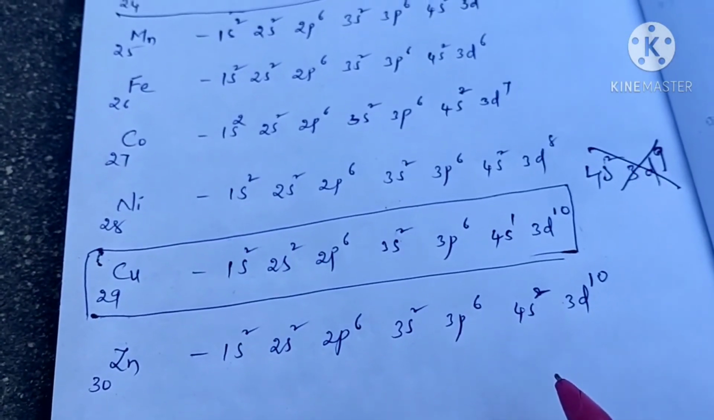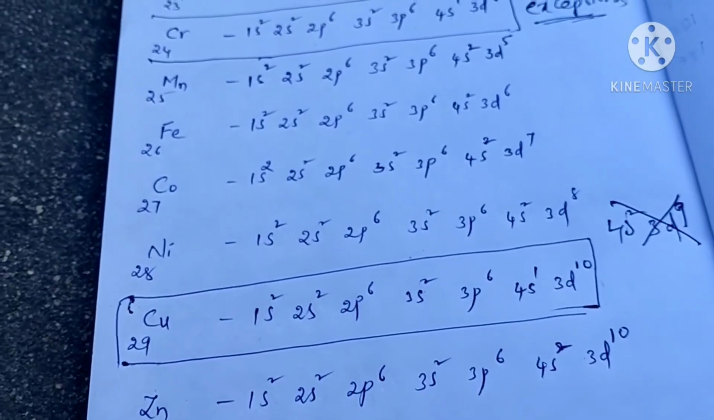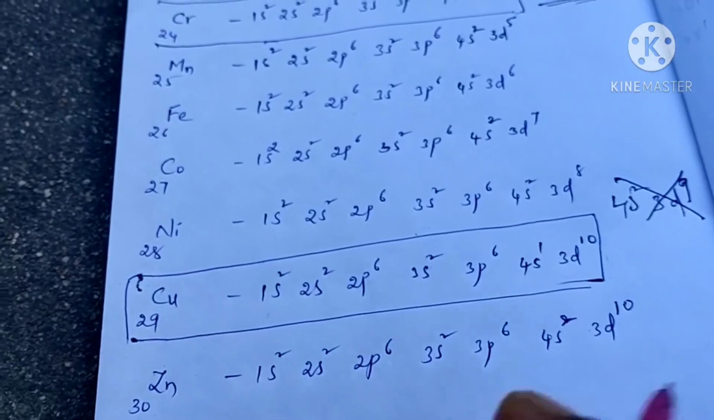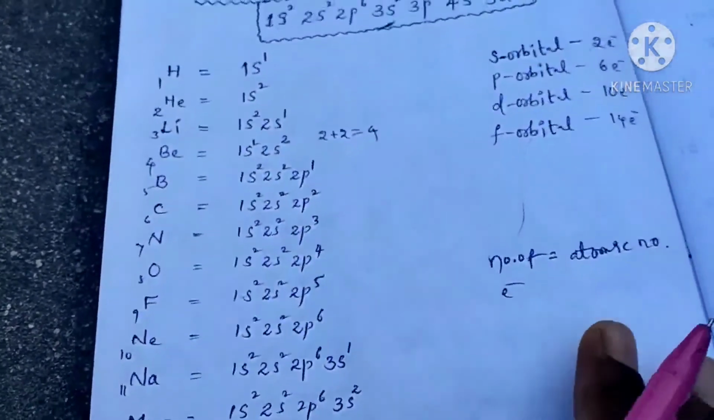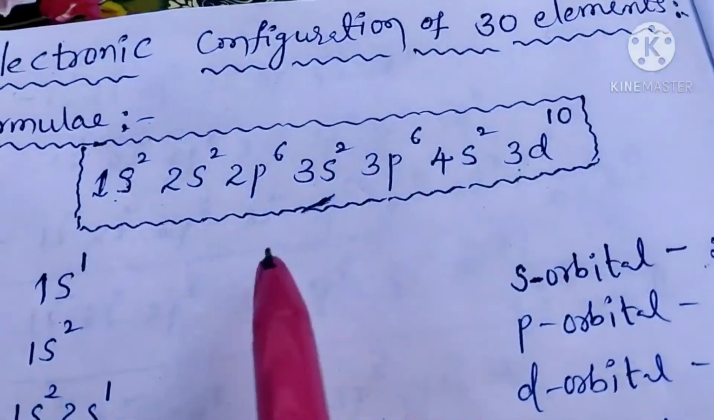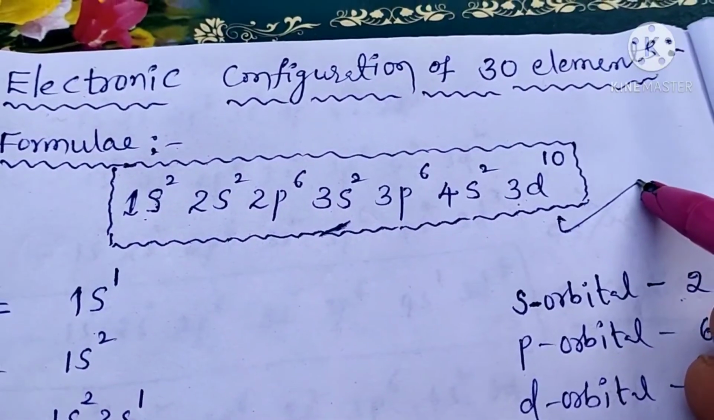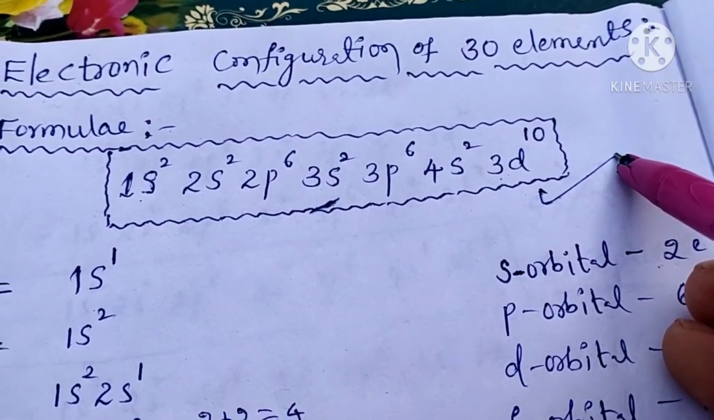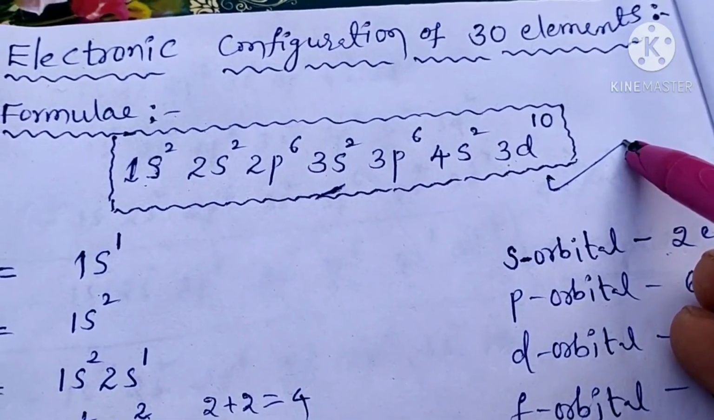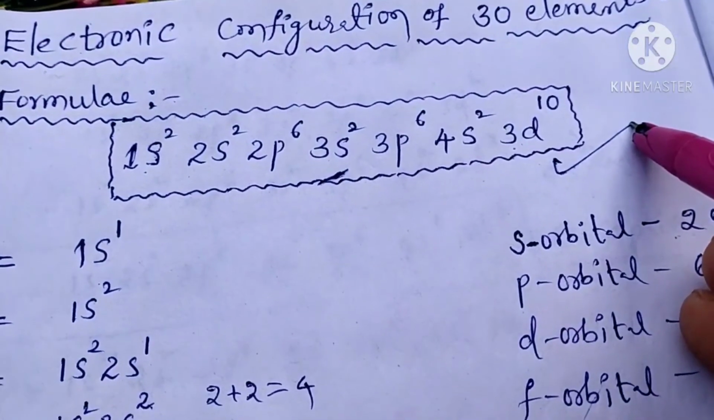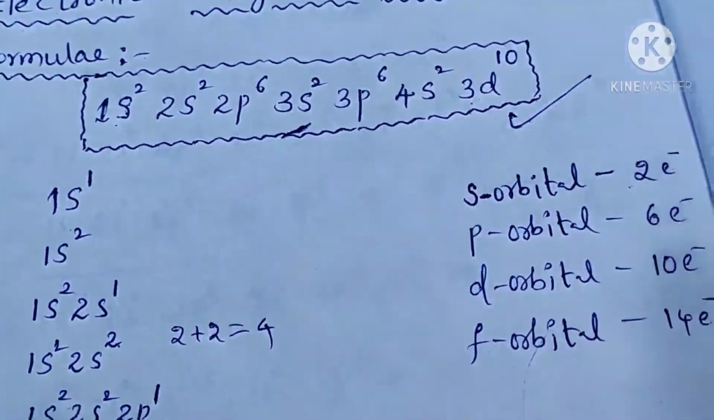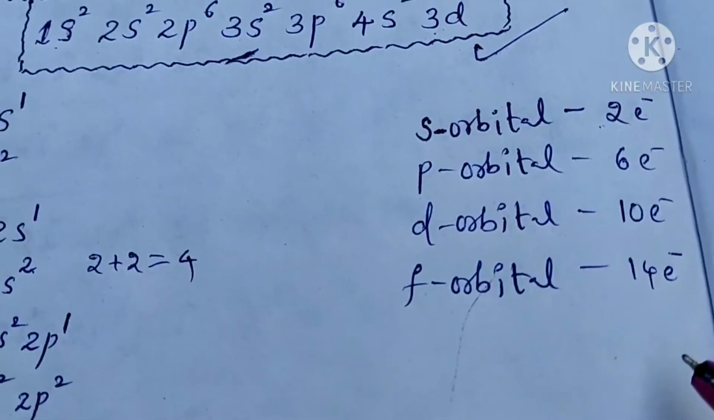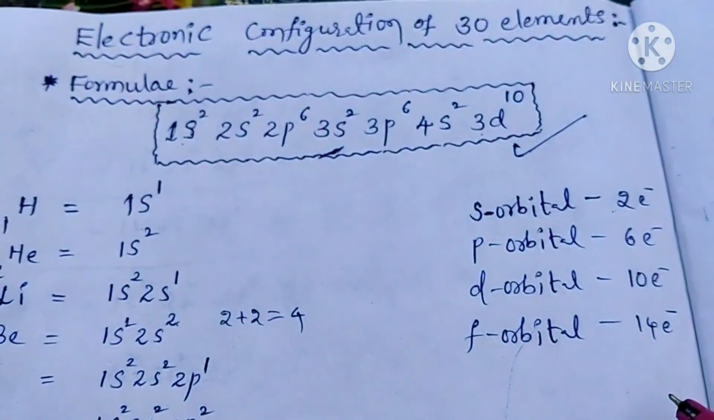So this is writing the electronic configuration of 30 elements using the formula. So you have to remember this formula, right? 1s2 2s2 2p6 3s2 3p6 4s2 3d10. Easily you can write the configuration of 30 elements. Understand? And also remember this: s orbital 2, p orbital 6, d orbital 10, f orbital 14. Okay children, thank you.